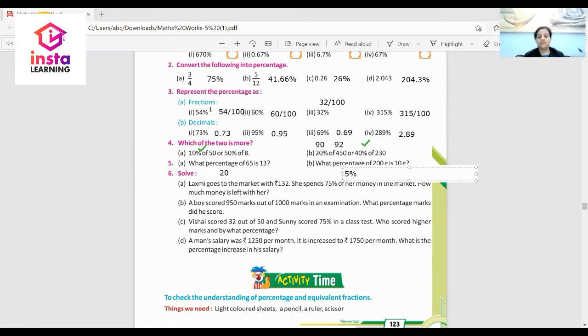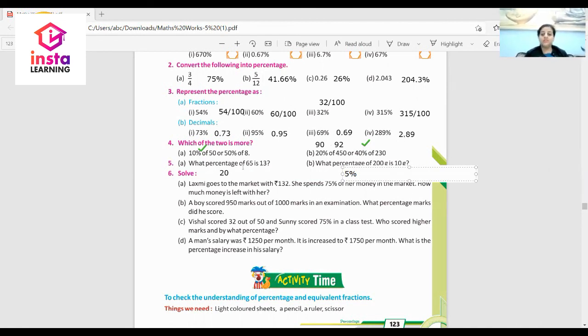Now fractions: if we want to write a fraction, it should be in the lowest terms also. 54 upon 100, 60 upon 100, 32 upon 100, 315 upon 100. And if we want to write in decimal, we have to put the decimal point before the last two digits. So 73% means 0.73, 95% means 0.95, then 0.69 and 2.89 are the answers.